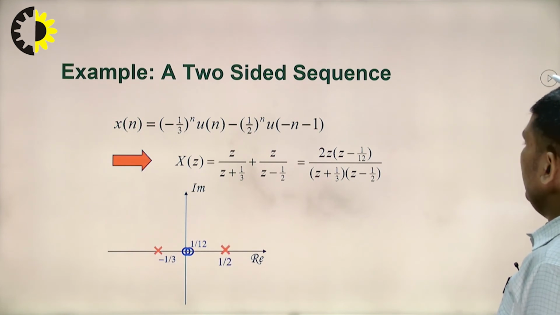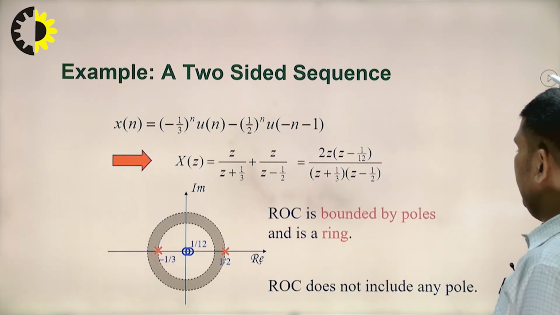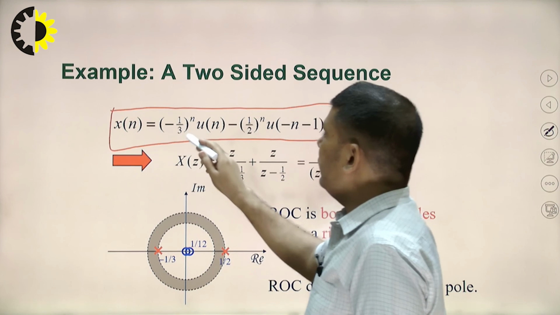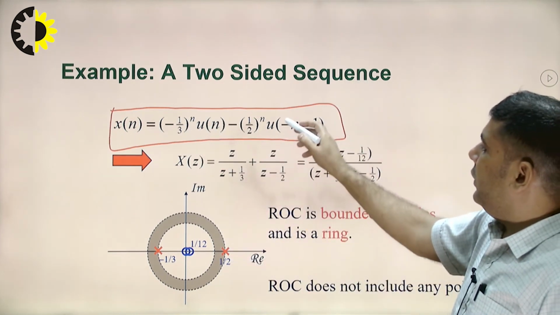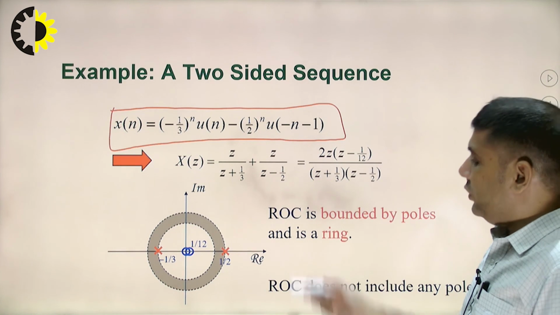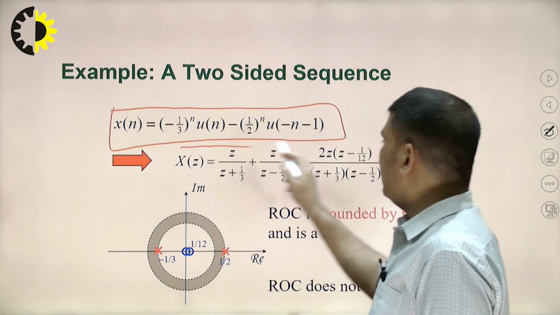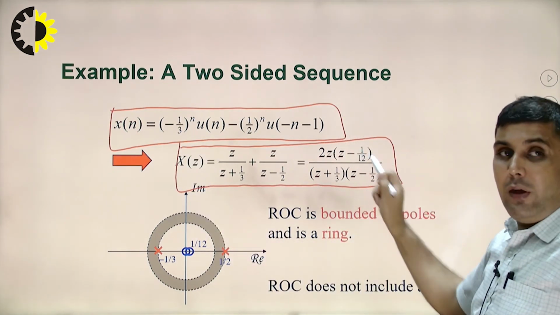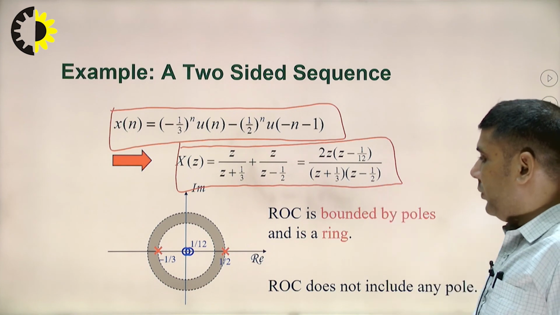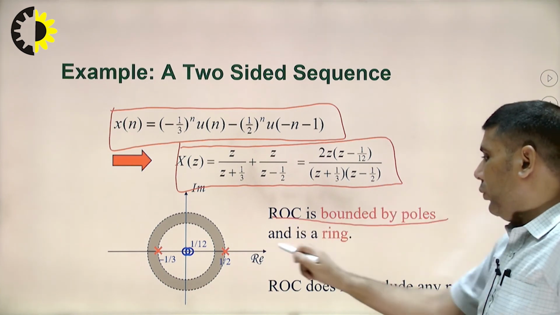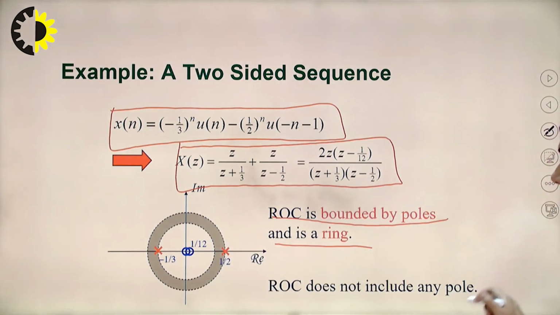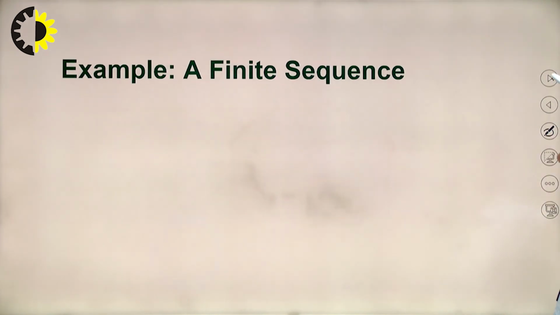If you solve it out, here x[n] is this one: minus 1 by 3 raised to power n u[n] minus half raised to power n u[-n-1]. So this is a two-sided sequence. If you solve it, X(z) comes out to be 2z into z minus 1 by 12 upon z plus 1 by 3 and z minus 1 by 2. Here the ROC is bounded by the poles and is a ring in this case. The ROC again does not include any pole. So this is the example of a two-sided sequence.